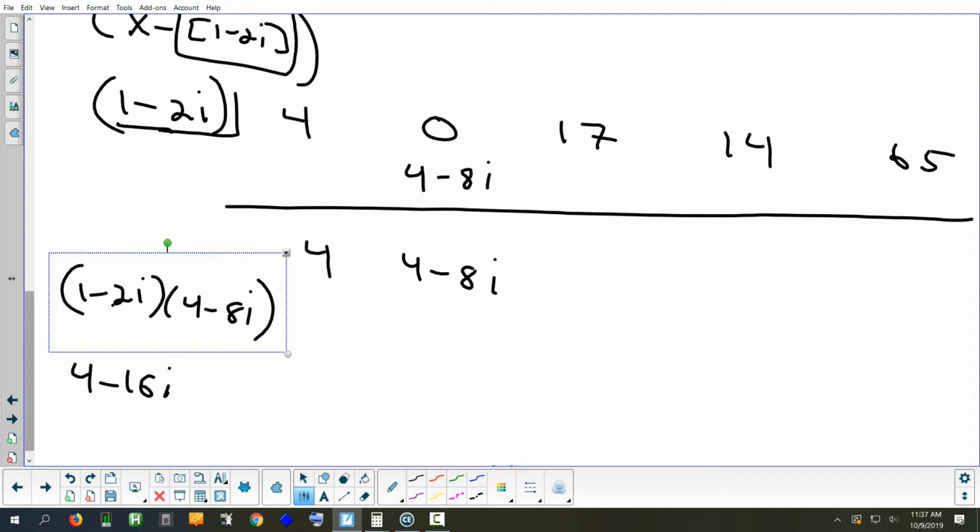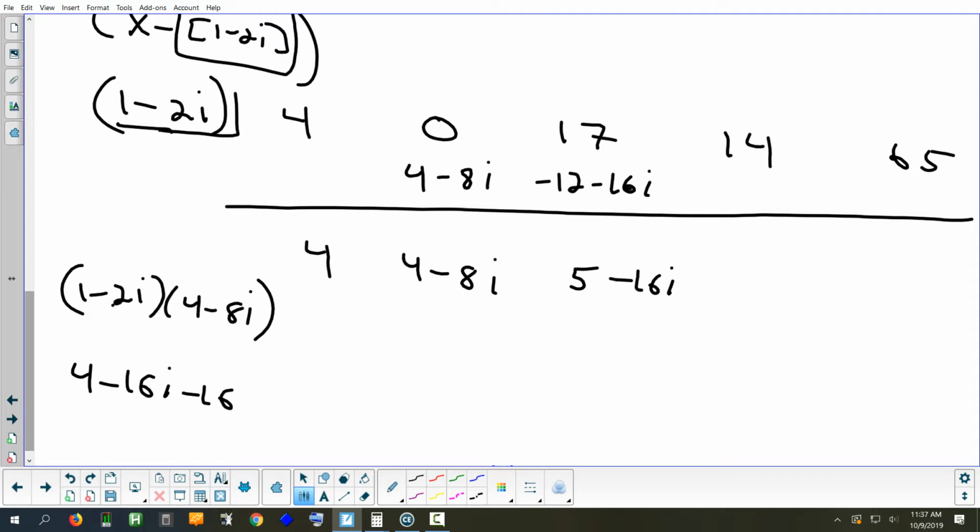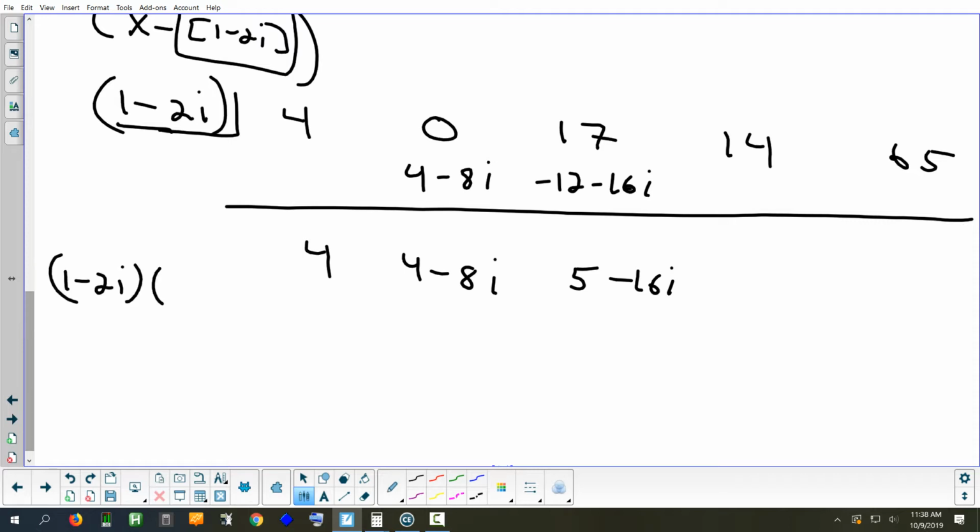1 times 5, negative 16 minus 10 is how much? Negative 26i. Negative 2i times negative 16i. That's 32i squared, which is negative 32. What's 5 minus 32? Negative 27. Minus 26i. And if this was a test, this would probably be the last step. Okay, but we got one more. What's 14 minus 27? Negative 13. Negative 13 minus 26i.